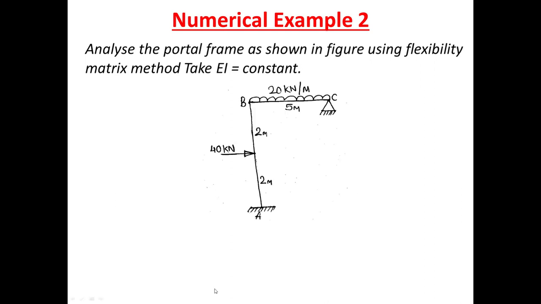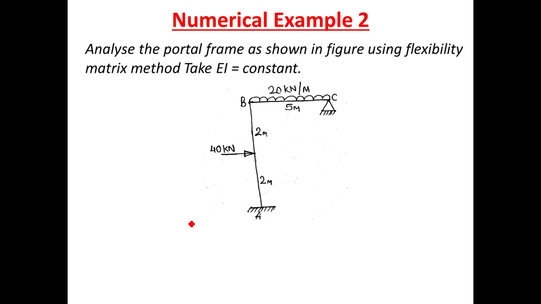So this is the given frame. If you look at the frame, it has one column and one beam. Column is fixed at A and beam is hinged at C. BC span is subjected to UDL. AB column is subjected to point load.